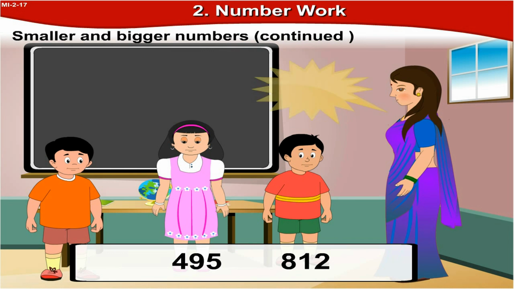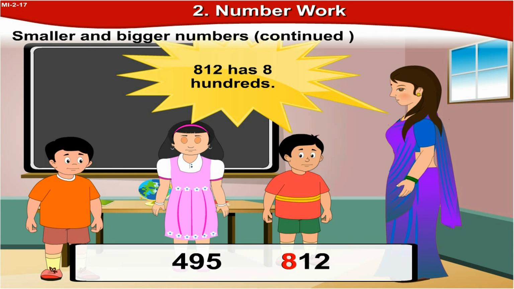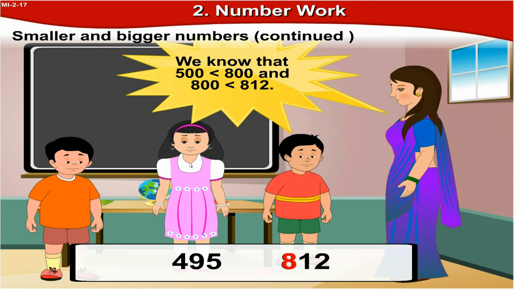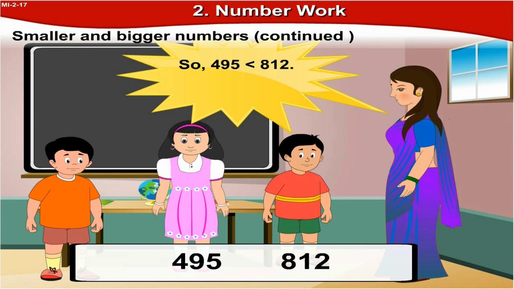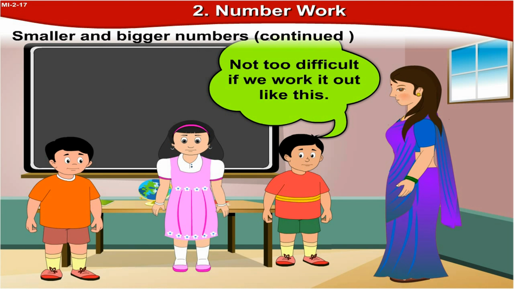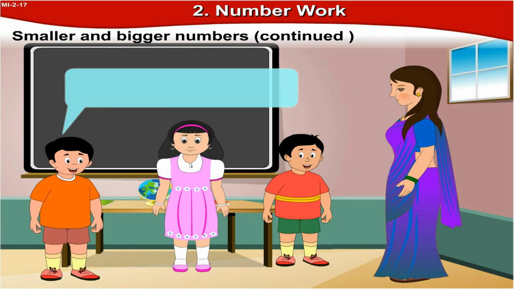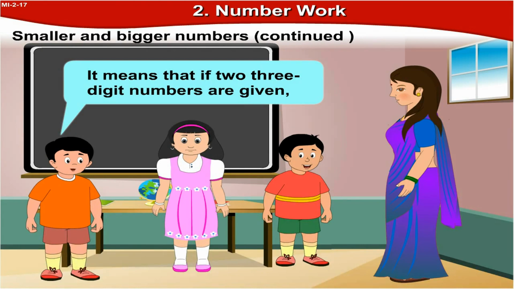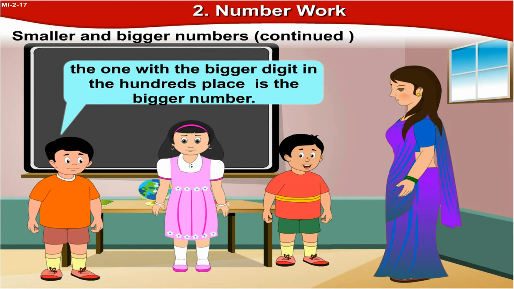That's right, Tony. Now 812 has 800s. We know that 500 is lesser than 800 and 800 is lesser than 812. So, 495 is lesser than 812. Got it? Yes! Not too difficult if we work it out like this. It means that if two three-digit numbers are given, the one with the bigger digit in the hundreds place is the bigger number.